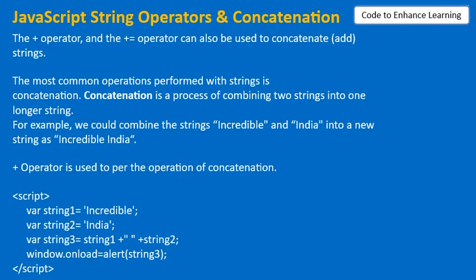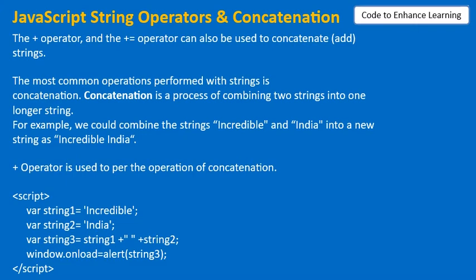String operators in JavaScript. Some of the operators are used with strings as well, which perform tasks such as joining two strings, etc. Let's learn about them. The plus operator can be used to concatenate two strings. Concatenation is a process of joining two independent strings together to form a larger independent string.